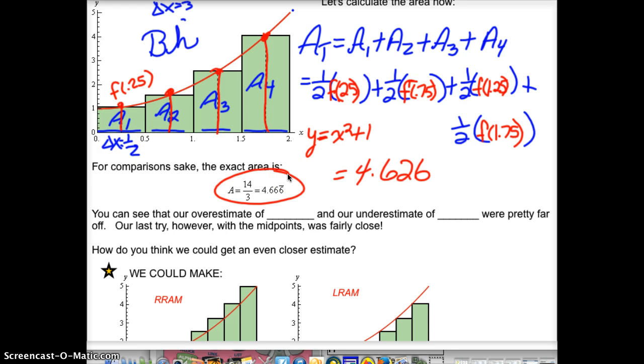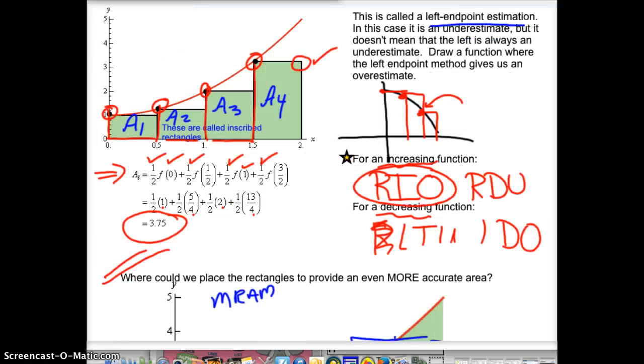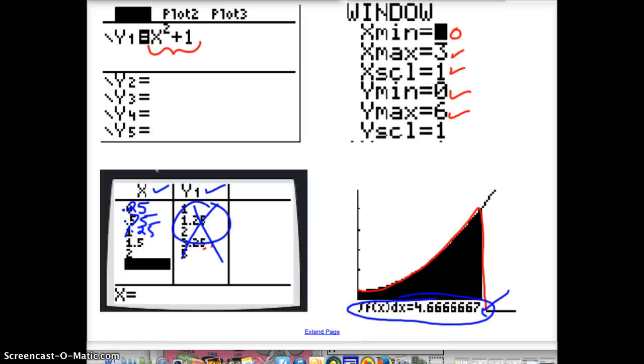Here's the exact area. Well, how did they come up with the exact? We're spending all this time on approximation. How did they just say, for comparison's sake, that's the exact area? Well, that's what we're leading up to. I can tell you that I was able to get my calculator to do it. I'm not going to tell you how right now. But I got the exact area under the curve right here.